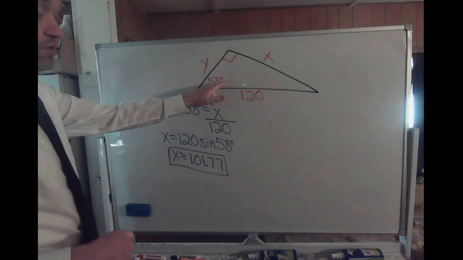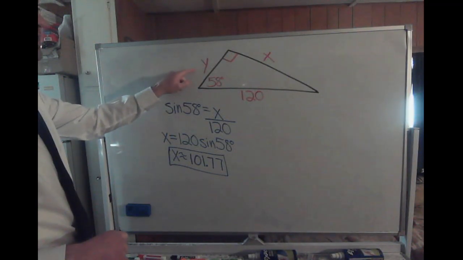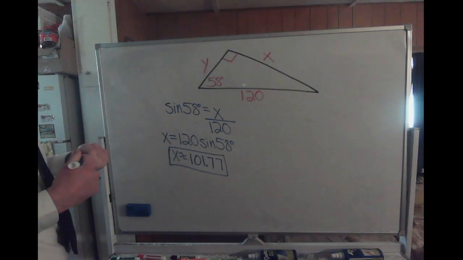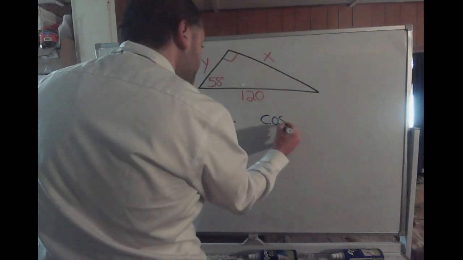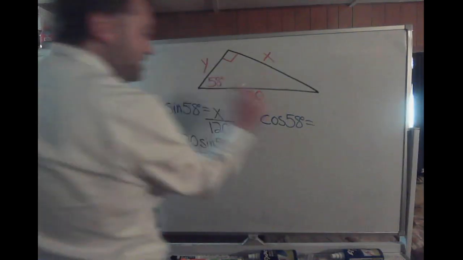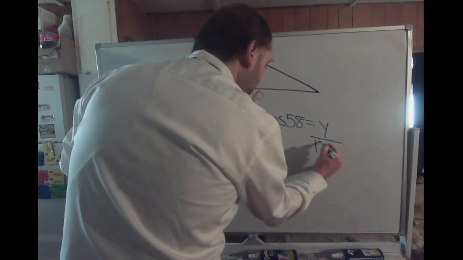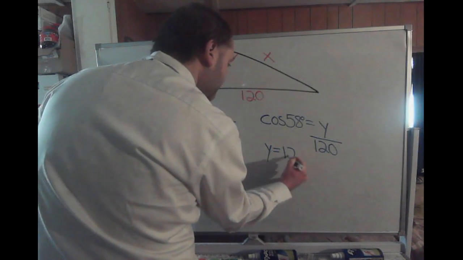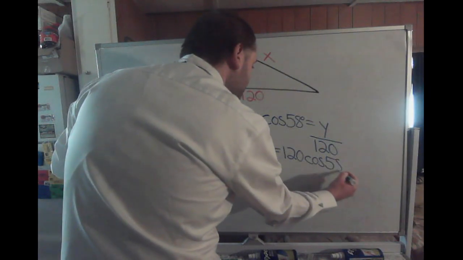We have our 58-degree angle again. Well, the leg with a length of y is the adjacent leg to 58, and then you have the hypotenuse. If you have adjacent and hypotenuse, you're going to set up a cosine ratio. So this time we'll take the cosine of 58 degrees. We'll set that equal to the adjacent leg with length y over the hypotenuse, which is 120. So then y would equal 120 times the cosine of 58 degrees.